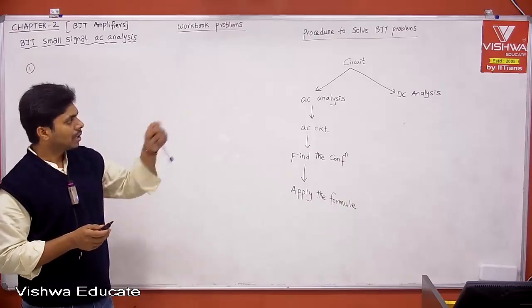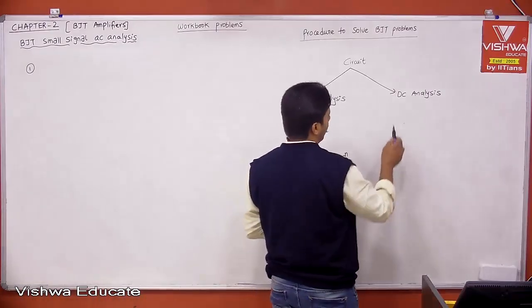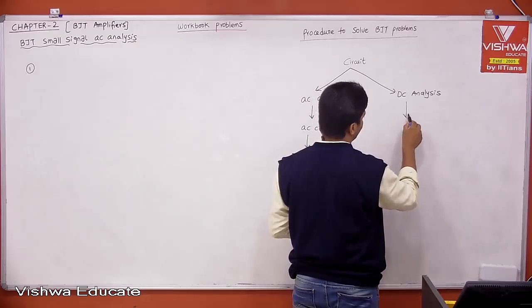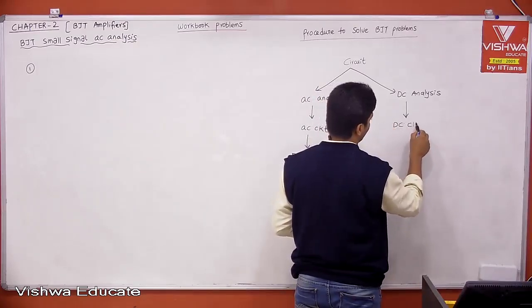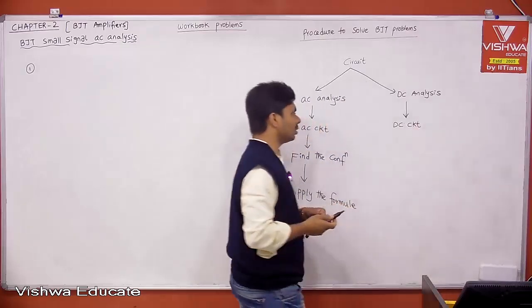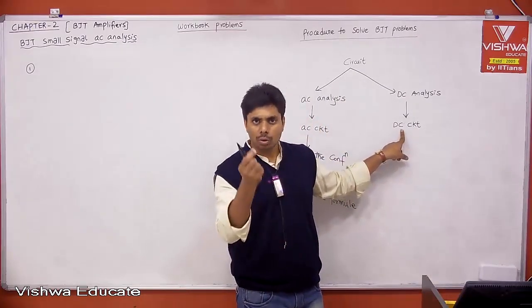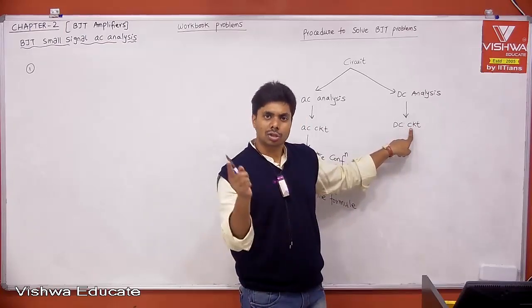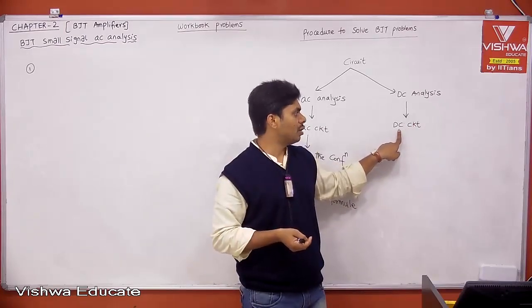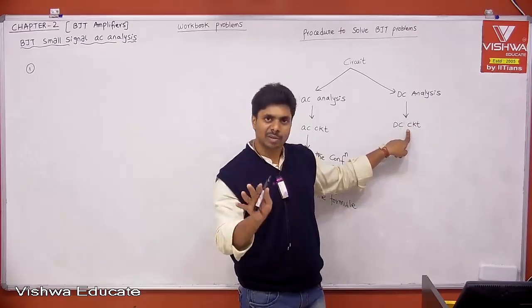Okay. Now, coming back to DC analysis. After knowing that the problem is related to DC analysis, immediately find the DC circuit. How will you find the DC circuit? If there is a capacitor, for DC it acts as an open circuit. And if there is an inductor, for DC it acts as a short circuit. If there is a voltage source, keep it, because that is a DC voltage source. If there is a current source, keep it.